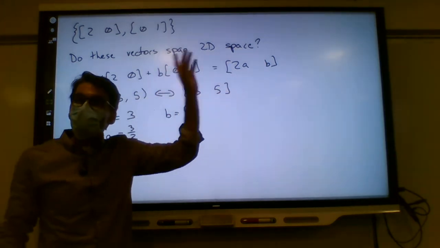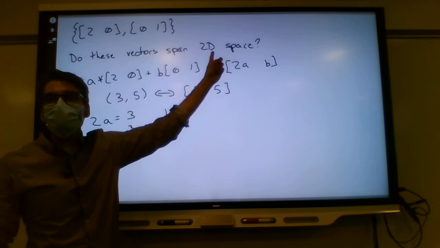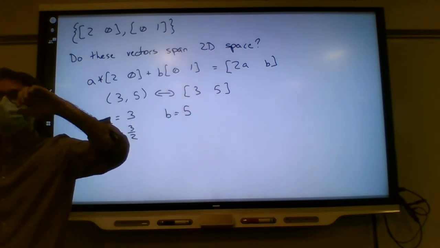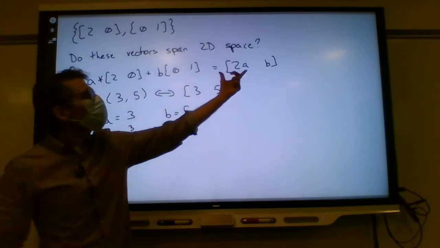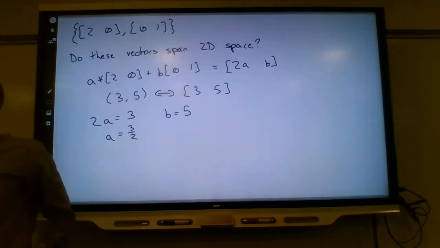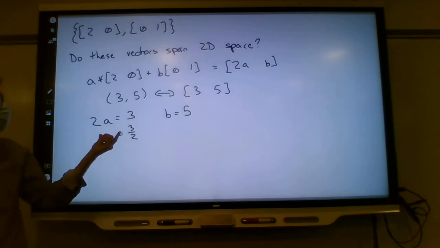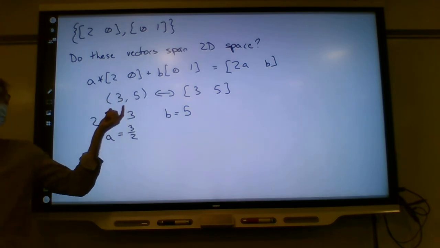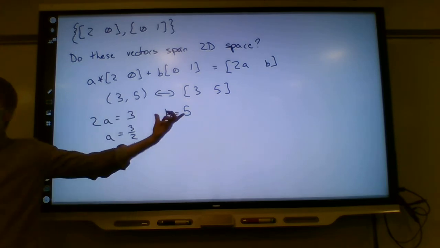It was still 2-dimension, right? Because we're still talking about 2D space. We can't build anything 3-dimensional with this. We're only talking about 2D space. Can you build everything in 2D space with this? I believe so. Yeah, we just make the A part be half of whatever we're looking for, and then the B part, we leave it alone.